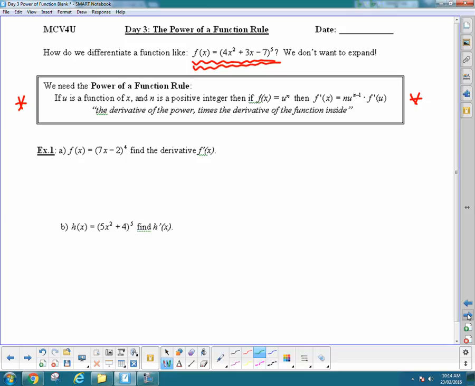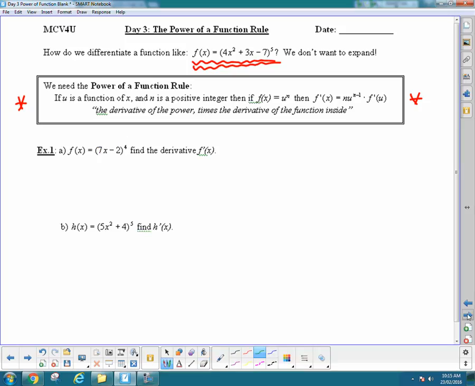So if we have a function that in this case is 7x minus 2 to the power of 4, if we were to find the derivative, we pretend that it's just something to the power of 4. So let's just pretend it's u, for example, to the power of 4. So the derivative would just be 4u to the power of 3. Then you multiply it by the derivative of the inside. Let's see how that actually works when we actually take the derivative.